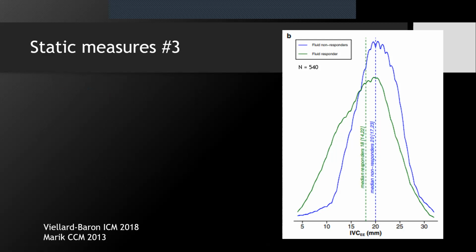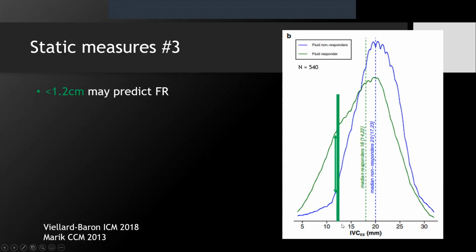So the reason why we don't do this, and here's one study that looked at IVC diameter and fluid responsiveness. In blue, you have fluid non-responders. So these are patients who are not fluid responsive. In green, you have patients who were fluid responsive. And this was using VTI and passive leg raise, which is something that we'll get to. That was the gold standard that this was compared to. And they used IVC diameter.